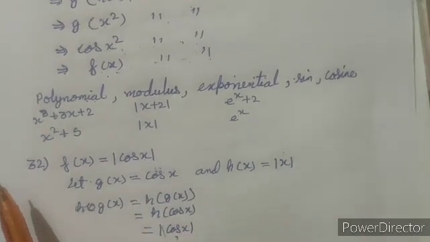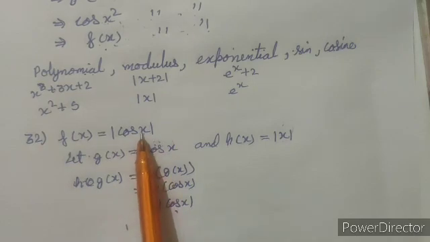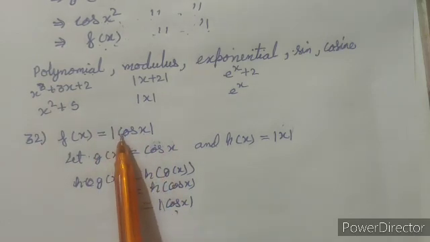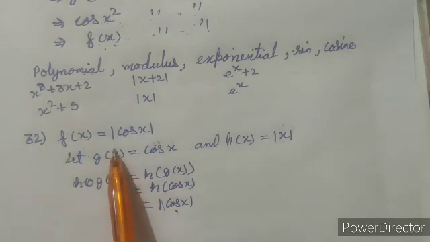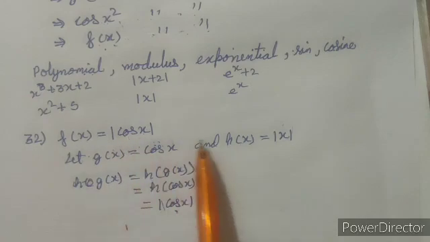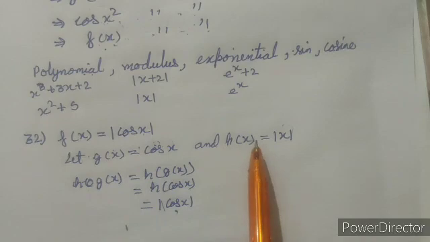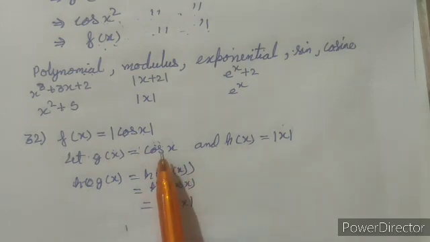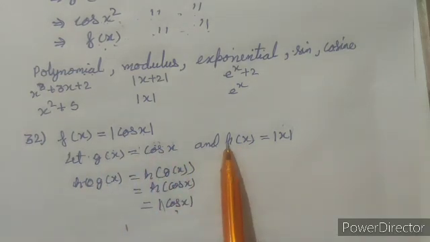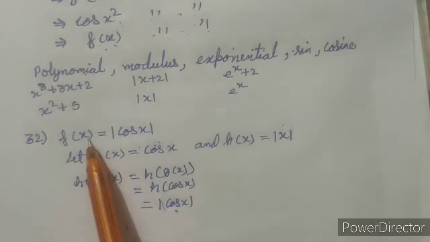Now in question number 32, we have to prove that f(x), that is mod of cos x, is a continuous function. Now here we will proceed as we have done in the previous question. We will take g(x) as cos x and h(x) as mod x. Now as we know that the cosine function and the modulus function are always continuous, so we can say that g(x) and h(x) are continuous. And if g(x) and h(x) are continuous, then h of g(x) will be continuous, and that will be equal to f(x).